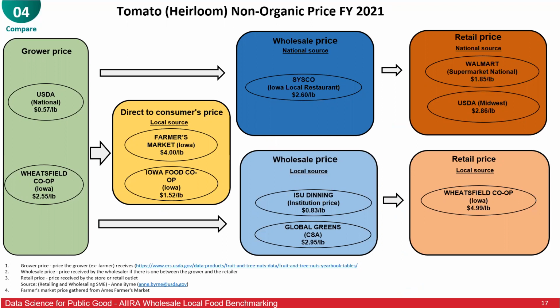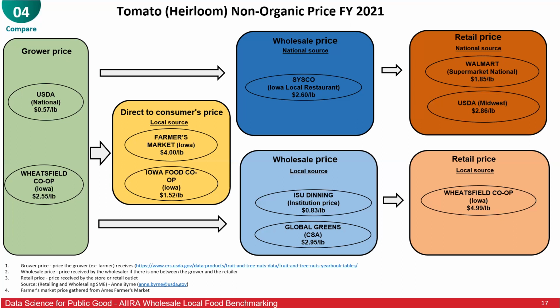So on the left-hand side, we have the grower price, which is the share that the farmer keeps. And then we have 3 different channels it can go through from the grower price. In the yellow box right here, the direct-to-consumer channel, we have grower price going directly to direct-to-consumer price. So this is like going to the farmers markets. And then you can go from grower price to wholesale. And in wholesale, you have two different kinds of wholesale. You have a national source and you have a local source. So a national source would be like Sysco. And a wholesale price for a local source would be like ISU Dining or Global Greens.